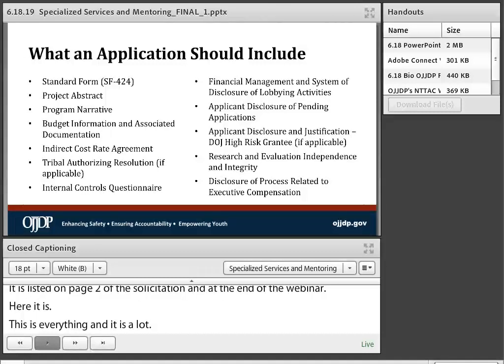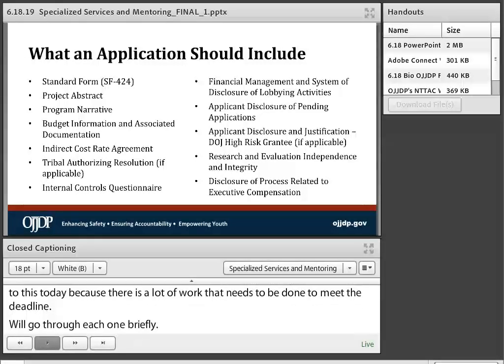The grant application resource guide will serve as a vital tool as you're going through the application process, but keep in mind this is everything that we will need as we are going through the application review process.